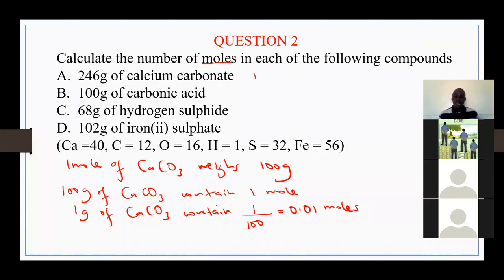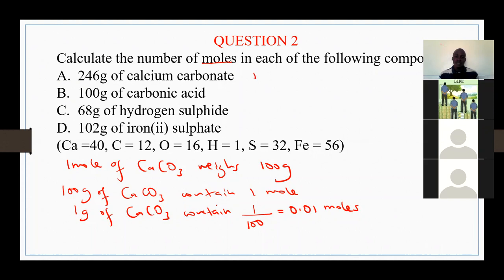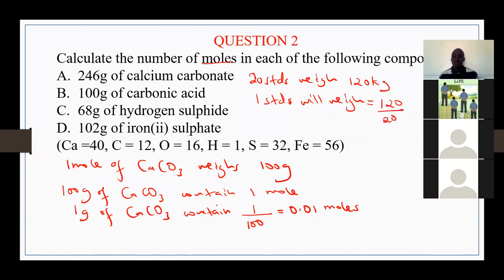So, okay, instead of using 100, let us say 20 students weigh 120 kilograms. What will be the weight of 1 student, assuming that they have equal or average weights? We shall get 120 divided by the total number of students, 20, to get 6 for 1 student, right? So it's the same thing here.